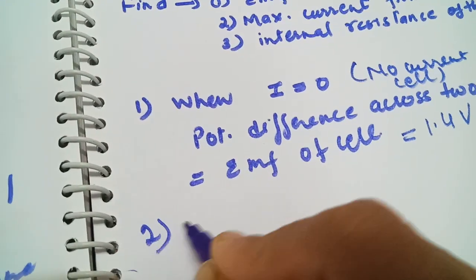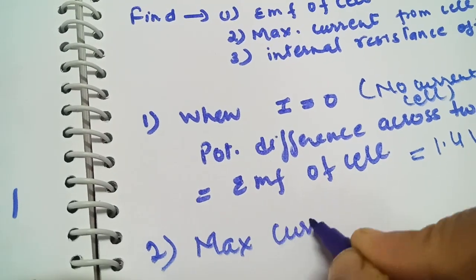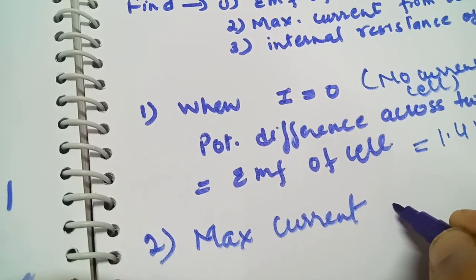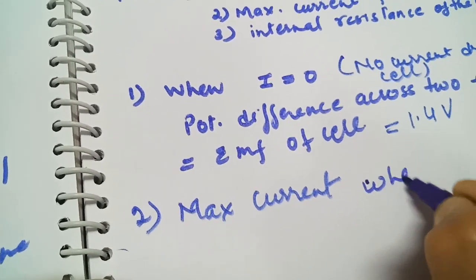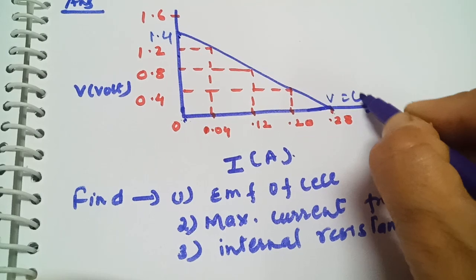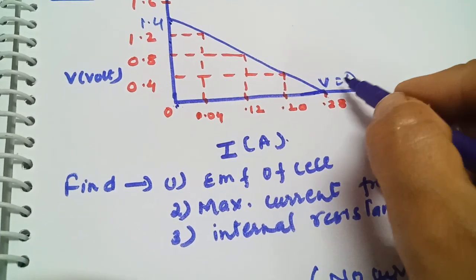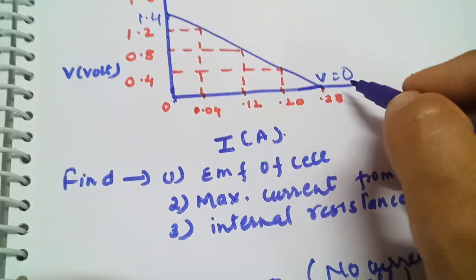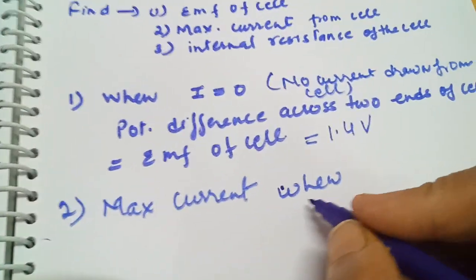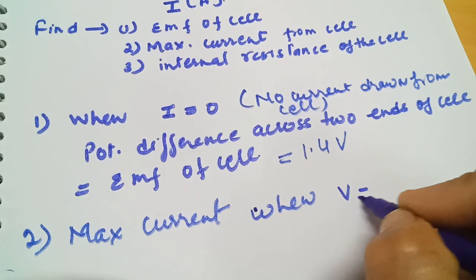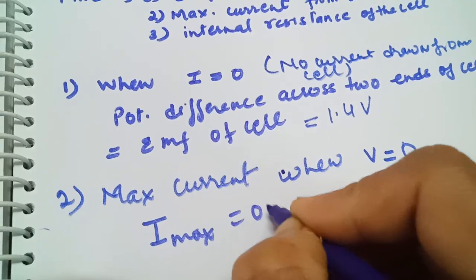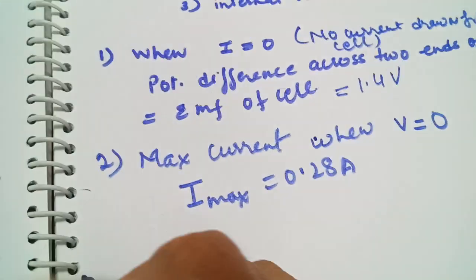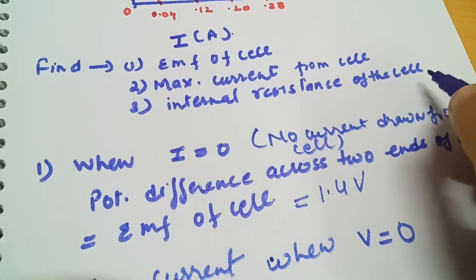So second part, maximum current drawn from the cell will be equal to when terminal potential difference is 0. When terminal potential difference, see at this point V is equal to 0. When terminal potential difference will be 0, that is, when potential drop will be 0, what will the current be? It will be maximum. So in that case, maximum current when terminal potential difference is equal to 0. So the value of I max is equal to what? 0.28 ampere.